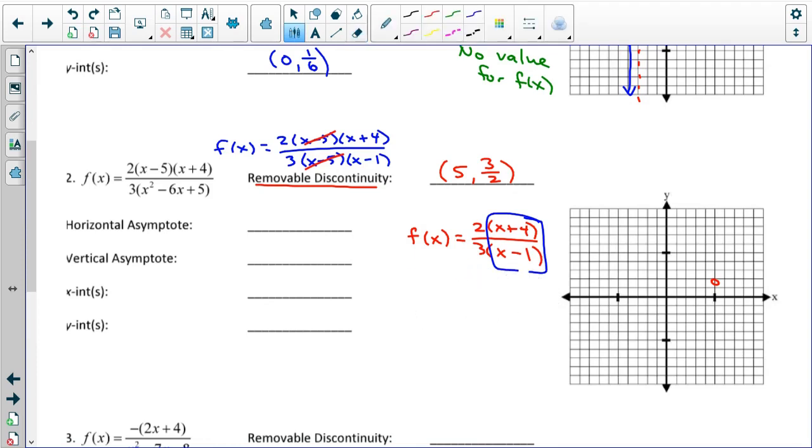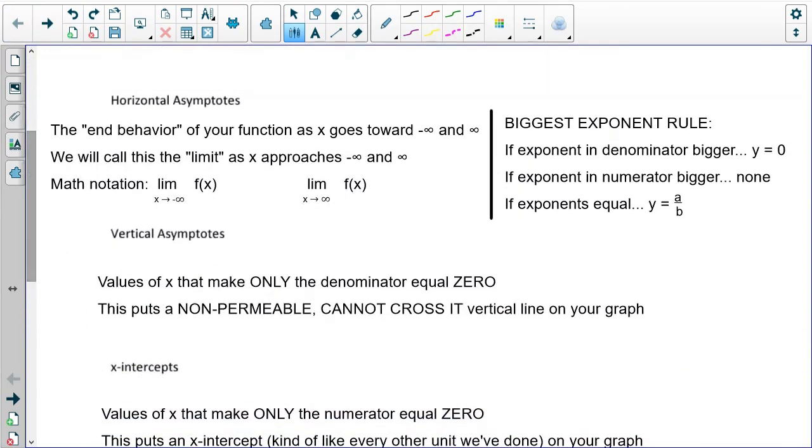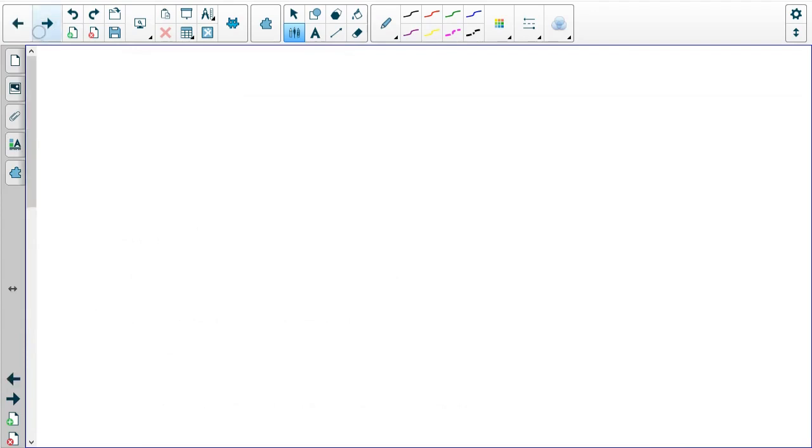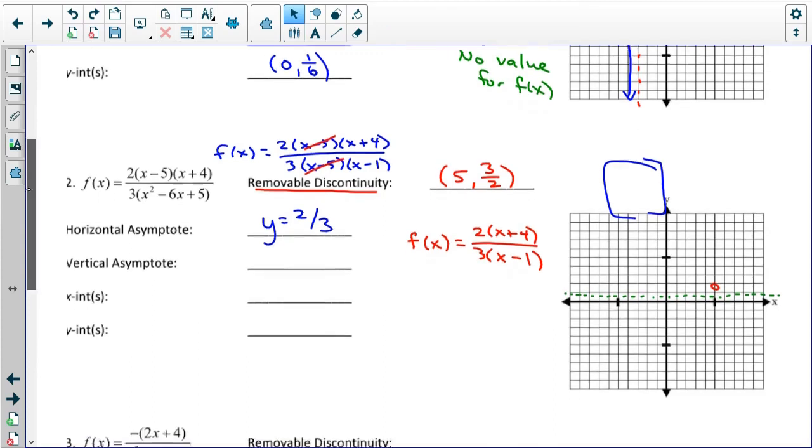And if I remember what I learned earlier from the other side of this page, if the exponents are equal, y equals the leading coefficients divided by each other. So what I end up with is my horizontal asymptote is y equals 2/3. That is a horizontal line at y equals 2/3. So it's slightly below 1. And that's supposed to be a horizontal line. It's just kind of hard to draw on a smartboard.